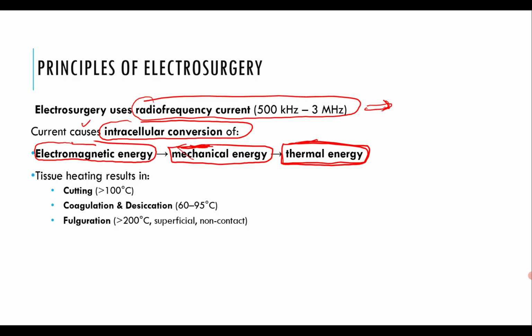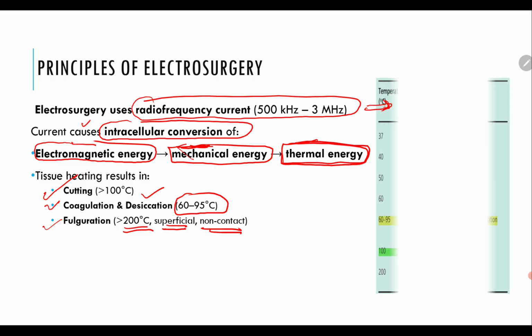The tissue heating effect will result in either cutting, coagulation, desiccation or fulguration. That will be based on your temperature, how much thermal effect. If the temperature is more than 100 degrees centigrade, that will cause cutting. If it is 60 to 95 degrees centigrade, that will cause coagulation and desiccation. If it is more than 200, that will be superficial and non-contact, which causes fulguration.